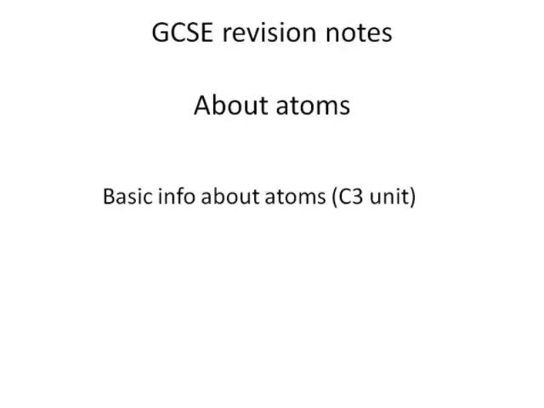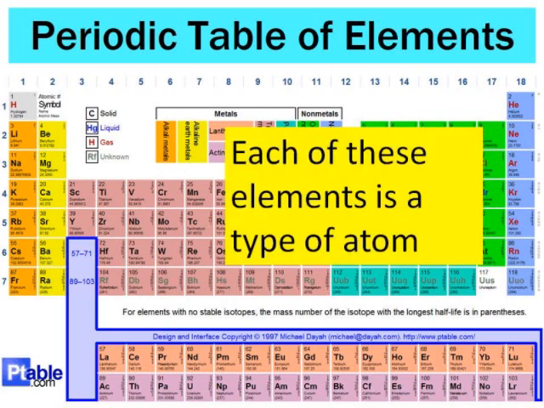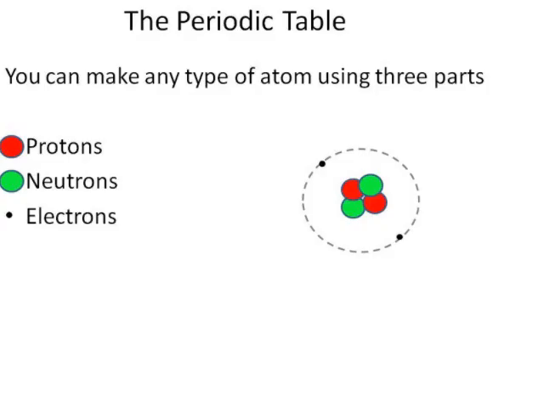This little clip is just giving you basic information about atomic structure. The periodic table of elements has a list of all the different types of atoms, but they're all basically made of the same units. Each of the elements in the periodic table is a type of atom, and they differ only by the number of subatomic particles they have. The three particles you need to make up an atom are protons, neutrons, and electrons.